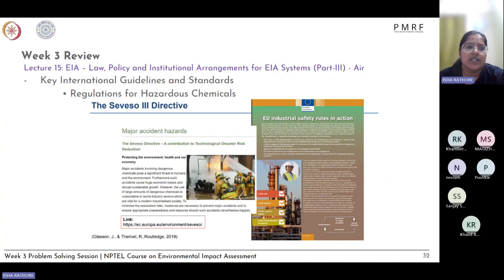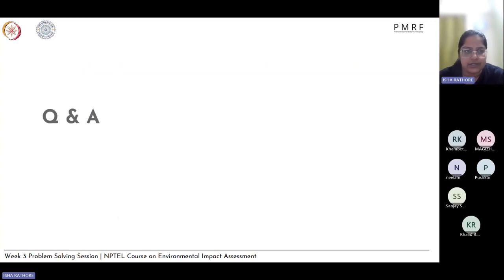Then we also have standards around hazardous chemicals and the regulations. So we have the Seveso 3 directive, which is again on how technological disaster risk can be reduced in terms of protecting the environment, health, and the economy. You can read more about them later as well. So this was all which we discussed in this week's context. If you want to read about them further, you can refer to those lecture units as well.